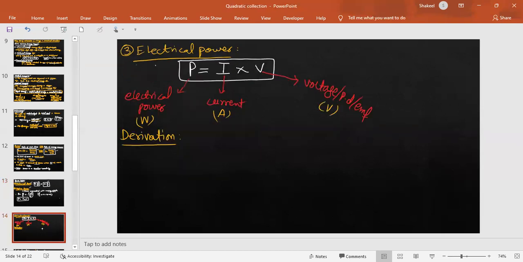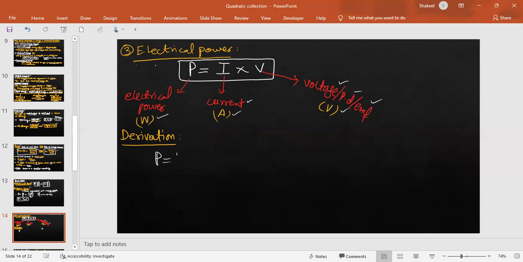The next one is electrical power. Electrical power is usually associated with electrical objects. So power is I times V. P is electrical power measured in watts, I is the current, which is in amperes, and V is the voltage or potential difference or EMF, measured in volts. We have to derive this.